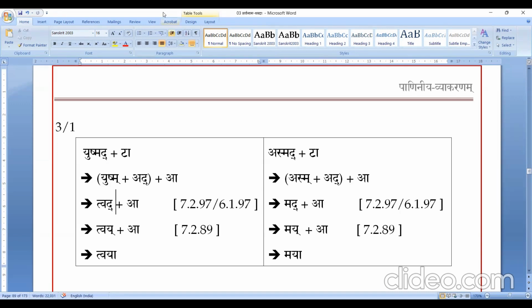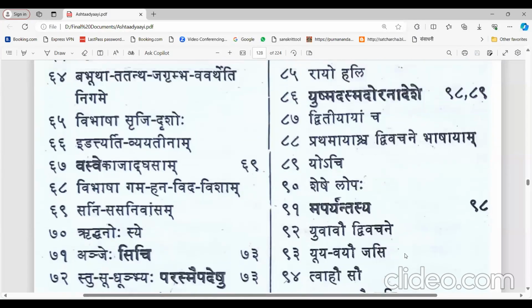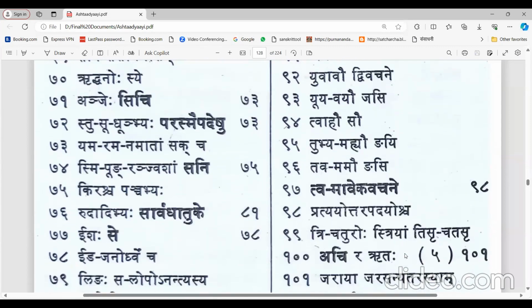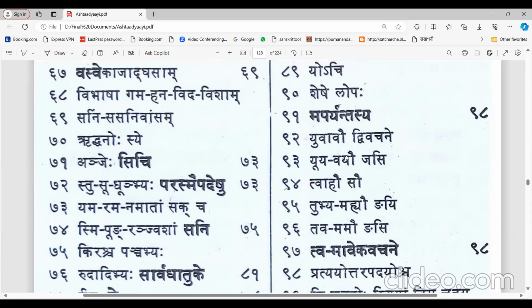Okay. Another thing is, see, with Supratyaya Pare, there is a specific sutra. See, all these are not so much important. Anyway, we spend time, it's okay. Tvaho sau. Sau is Pratama Bhakti Ekvachana Pratyaya. When sau Pratyaya follows, then ma paryantasya coming as anuvritti, then it will get tva and aha. It will get tva and aha adesha. Okay.